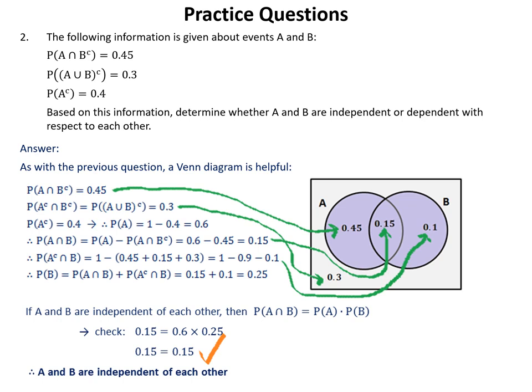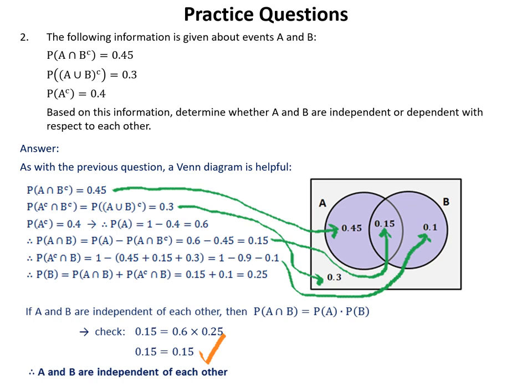So as with the previous question, a Venn diagram is a natural starting point to help us to be able to answer this question efficiently. What we see in the slide here is each of the given information analyzed and turned into information that we can then put into the Venn diagram. So we start by setting up our Venn diagram. Now we don't know here whether or not the two events are independent or dependent. In fact, that is our task here.